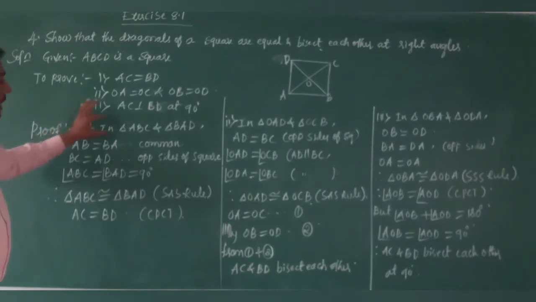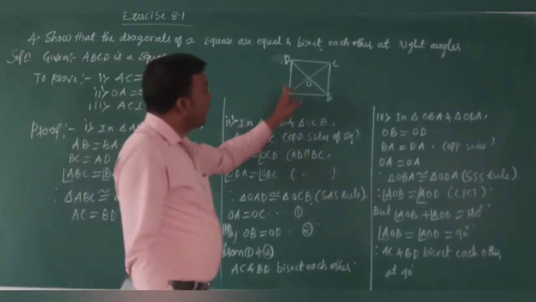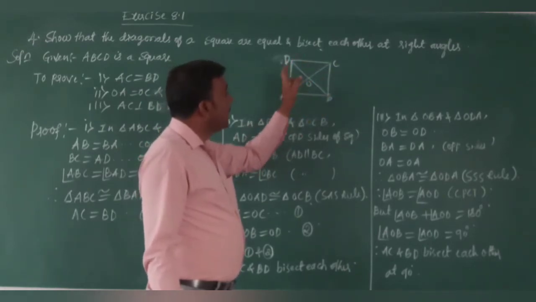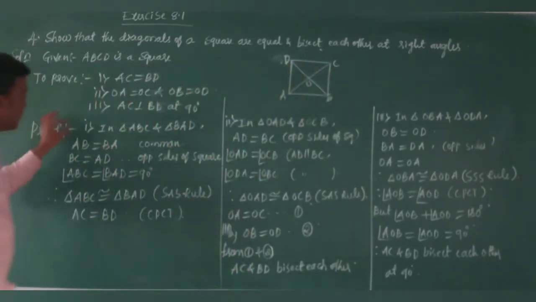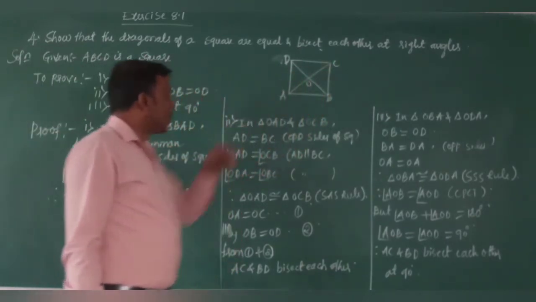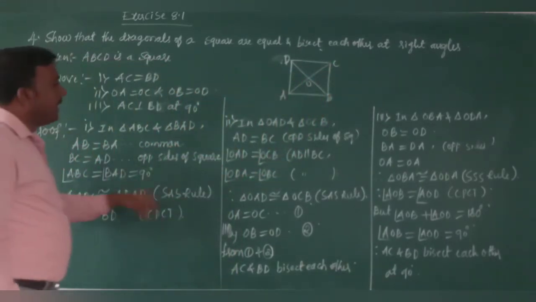We need to prove these three conditions. Proof. First one, in triangle ABC and triangle BAD, in these two triangles, AB is equal to BA. AB is common for these two triangles. BC is equal to AD.